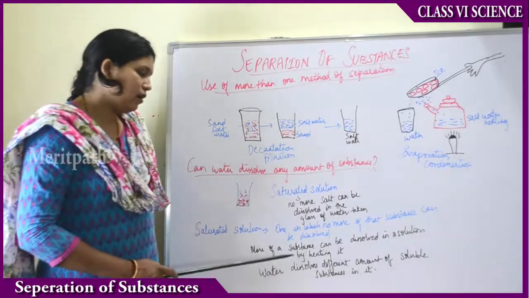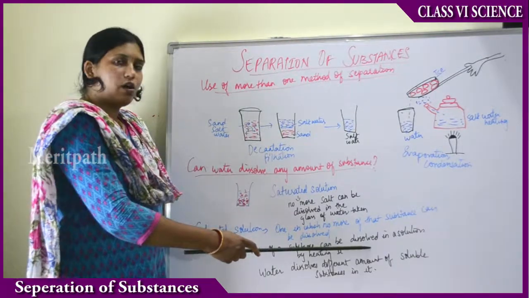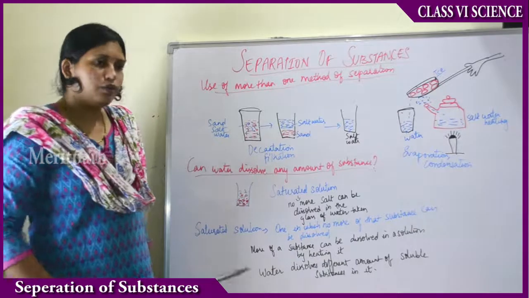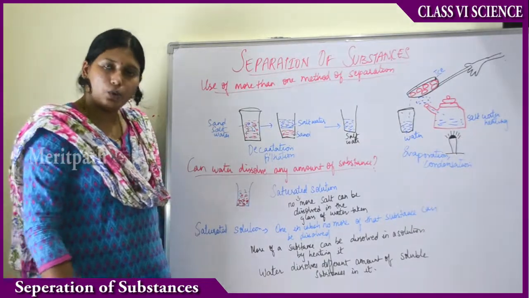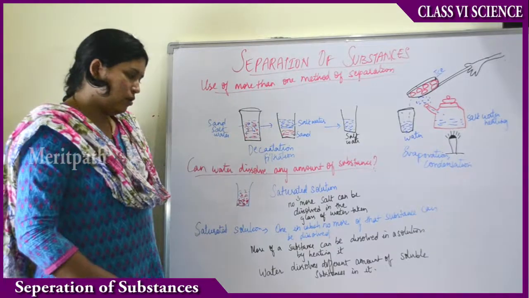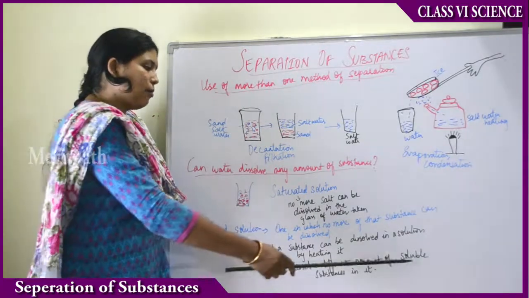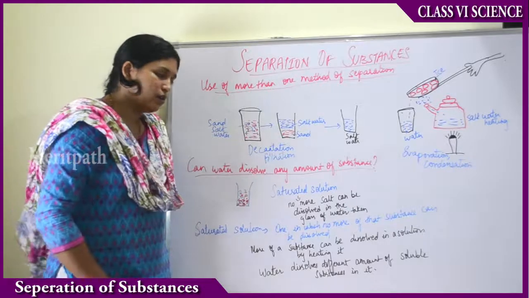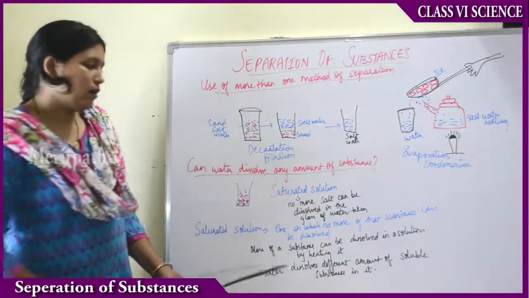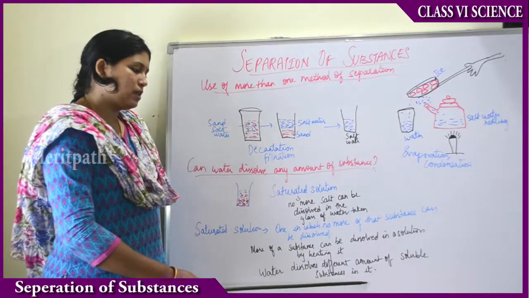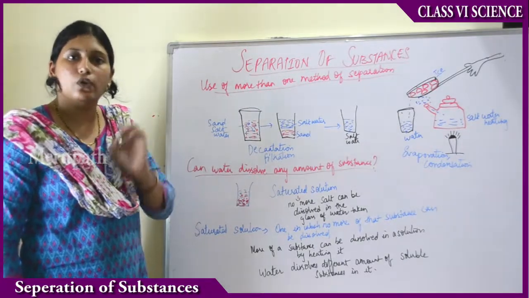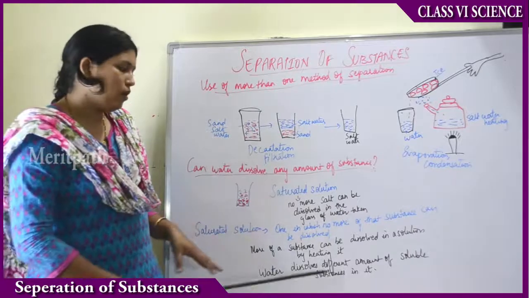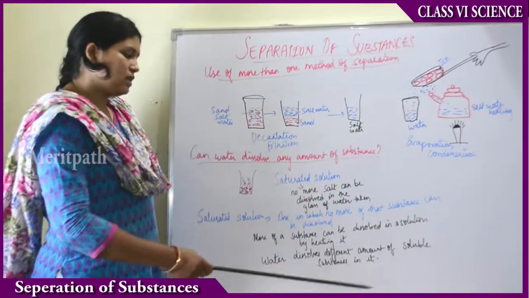So we can say that more of a substance can be dissolved in a solution by heating it. If you heat a saturated solution of salt or water, you can dissolve more. But on cooling, you get that substance back. So water dissolves different amounts of soluble substances in it. There is no particular fixed amount that water can dissolve.